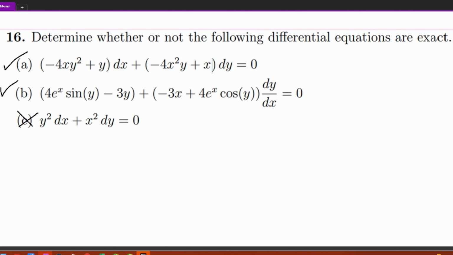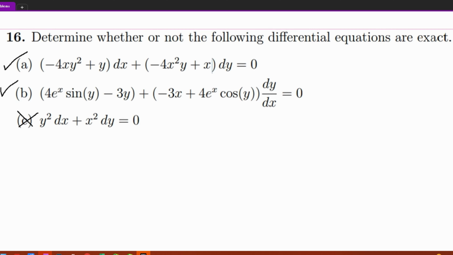We are going to determine whether or not the following differential equations are exact or not. And to do that, what we need to know is our M and N. And what I mean by that is if we look at a problem like this, and we want to determine if it is exact or not, we are going to look at the following.